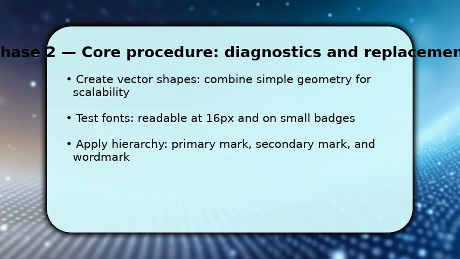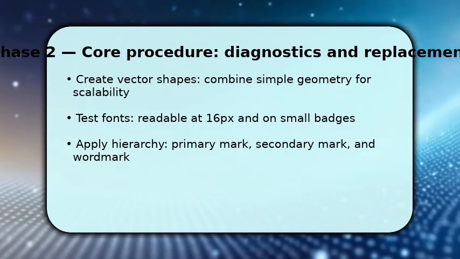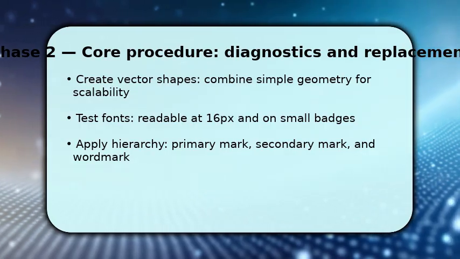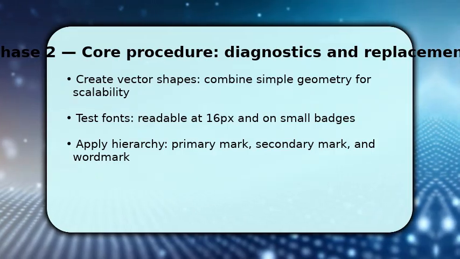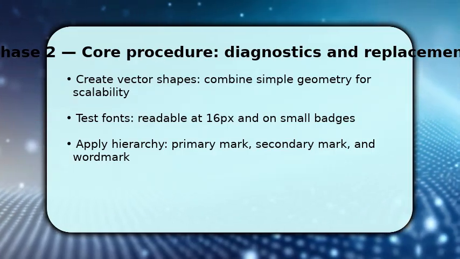You now convert the strongest sketch into vector shapes. Simple geometry scales best and prints clean. Use Boolean operations to merge or subtract shapes and align proportions using a grid.